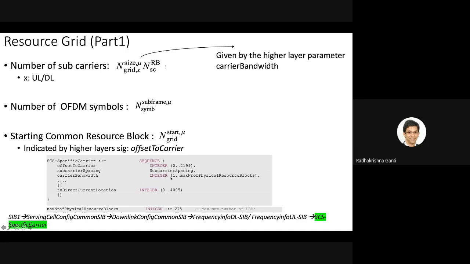And for every base station, every carrier, you configure this. You tell that the carrier bandwidth is this in terms of physical resource blocks. That will become the y-axis of your grid. That times the number of subcarriers per resource block, which is 12, will become the size of your grid on the frequency axis. On the x-axis, it's the number of symbols per subframe. Number of symbols per subframe depends on mu. For example, if it's 15 kilohertz, the number of symbols per subframe will be 14. When it is 30 kilohertz, the number of symbols per subframe will be 30. So on and so forth.